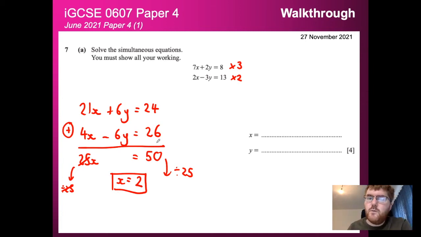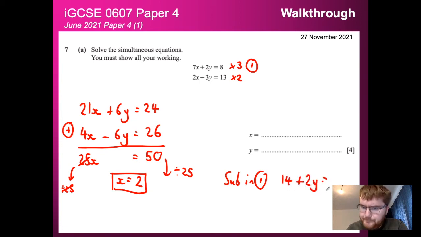I generally go with the equation that's got the most positives in it. So I'm going to call this equation 1 here. And now we're going to sub in equation 1. So wherever I see an x, I'm going to put a 2. So 7 times 2, that's equal to 14. I'm going to keep everything else the same. And now we just got some equation solving to do here.